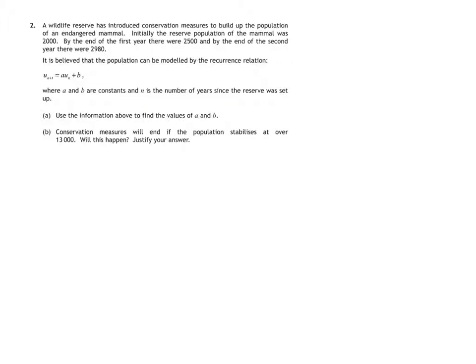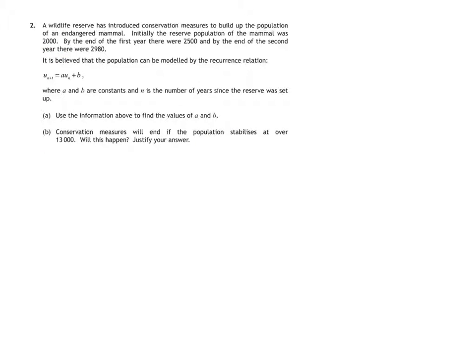Right, so question 2. It's a really long wordy question, but don't be too put off by it. When we've read through the words, we can see here that we've got U n plus 1 equals A U n plus B. So that means that this is, in fact, a recurrence relation question. And those are fine. So, part A, we have to use the information above to find the values of A and B. So we've got to look in here and decipher what we've got.